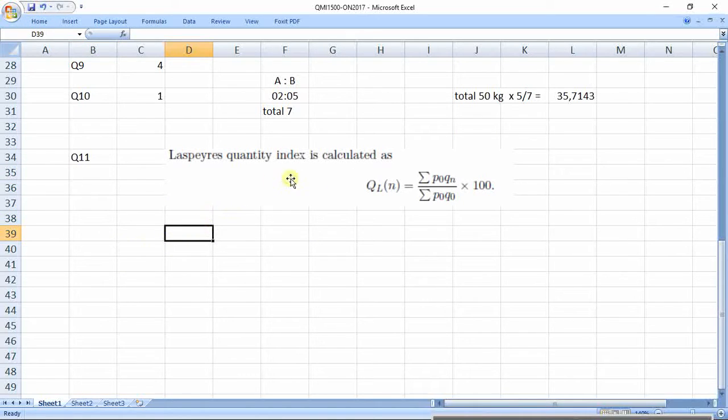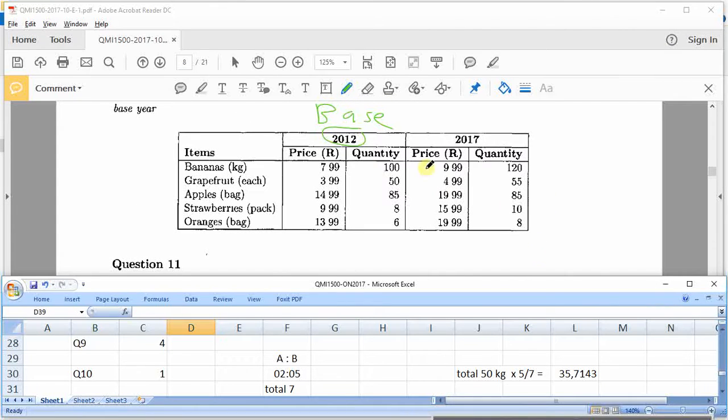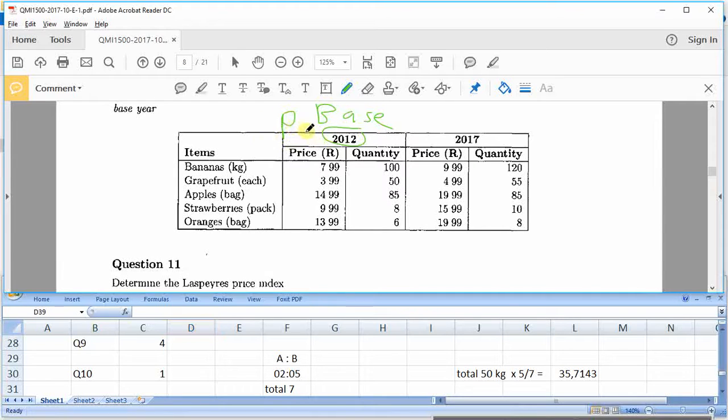Okay, so the Laspeyres quantity index is calculated as follows. Okay, so the sum of P0 times Qn over the sum of P0 times Q0. Okay, so apply that to this question. So this would have been the base, so that would have been P0. That would have been Q0. That would have been Pn, and this would have been Qn.